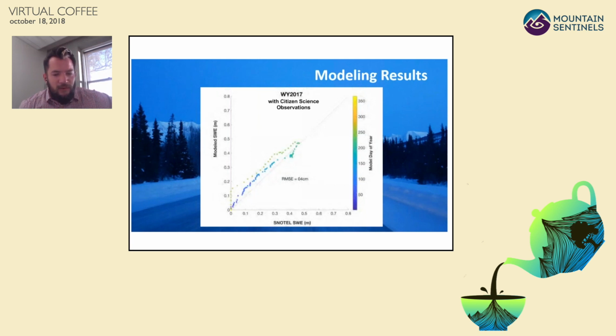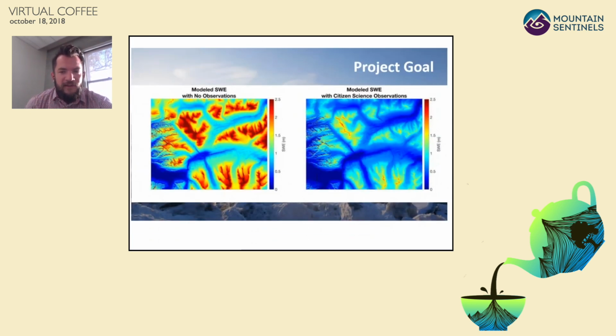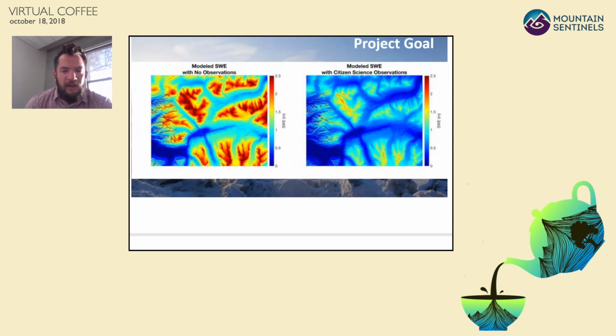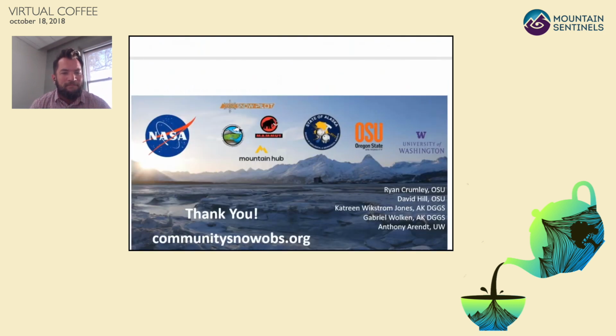And you can advance one more slide. And this just gets us back to the project goal. On the right, we have modeled snow water equivalents with these citizen science observations input into the model and constraining the snow water equivalence output. And on the left, we have without any observations. And we're getting a lot closer to what we're seeing as the distribution of snow across the landscape, just using these citizen science-based observations. So that's all I really had for us today.